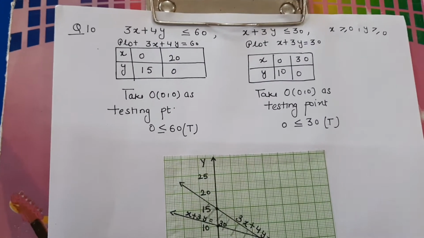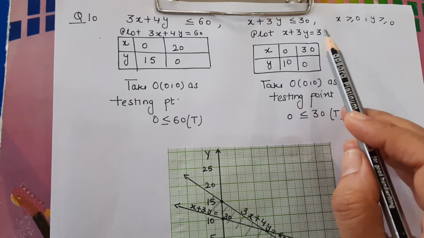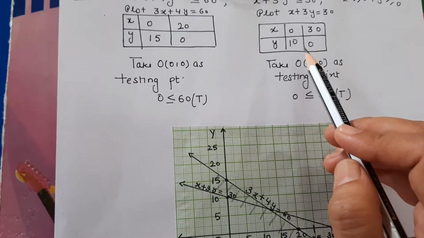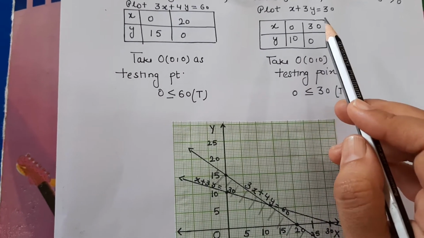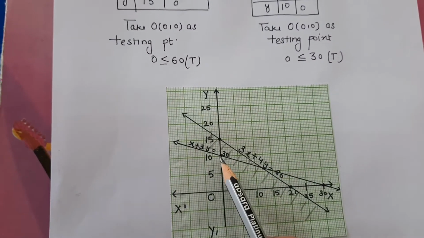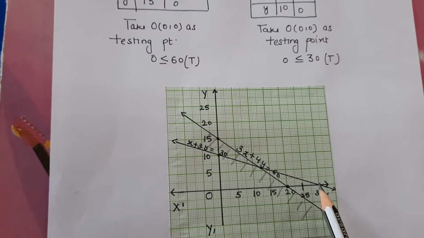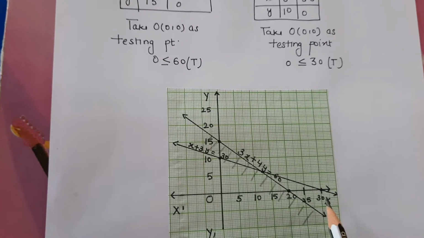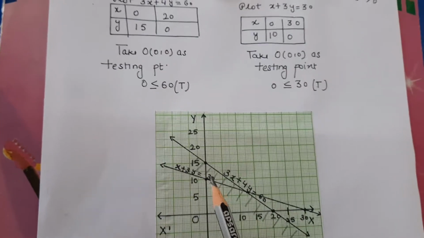Then second line, plot x plus 3y equal to 30. x0, y10, y0, x30. Right? This is y10 and here you have x is 30. Join these 2 points. Right? You write its equation, then find the shaded region.